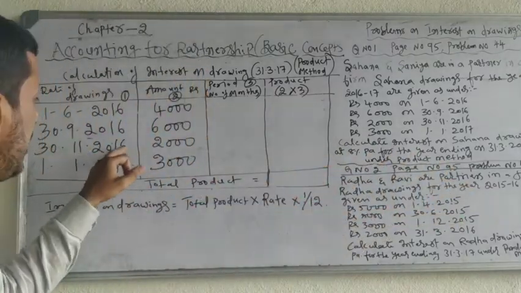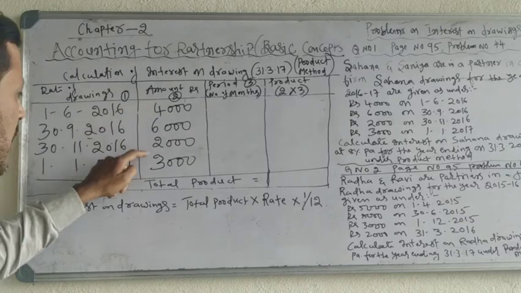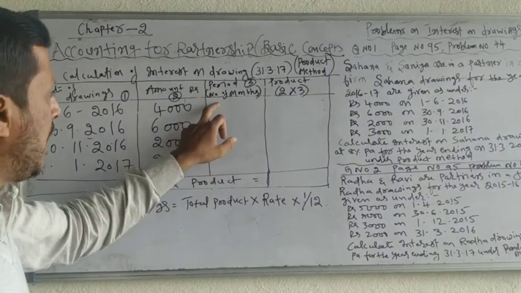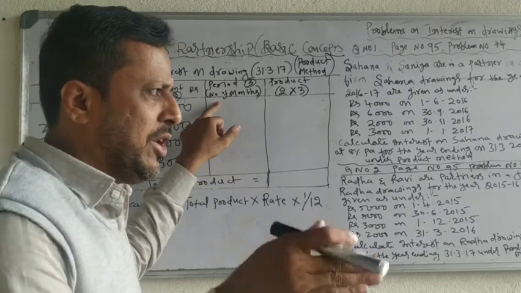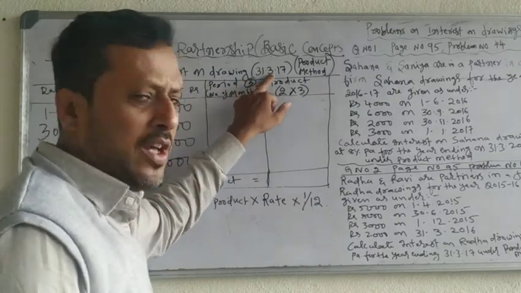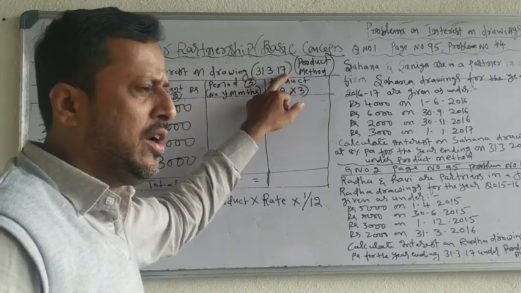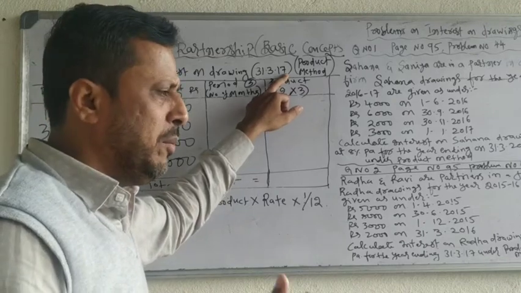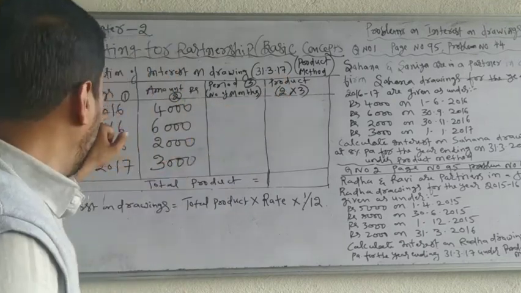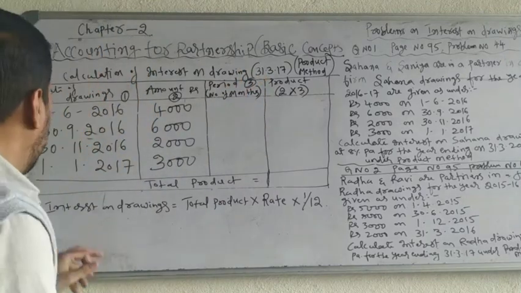Whatever I have written here is given in the problem. The date of drawings is given, and the amount of drawings is given. Now you have to calculate the period. What is the number of months from the date of drawing to the end of the year? The end of the year is 31/3/2017. You have to calculate how many months of interest on drawings she has to pay, counting from the date of drawing to the end of the year. See how you have to calculate here.